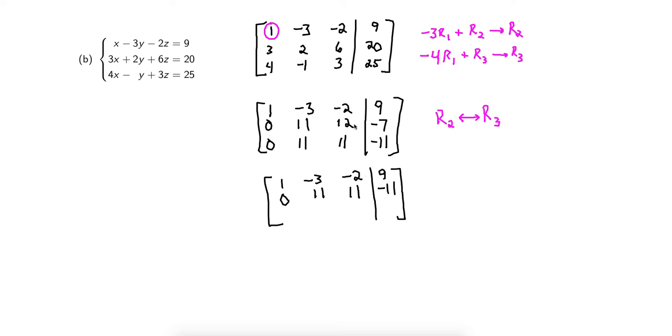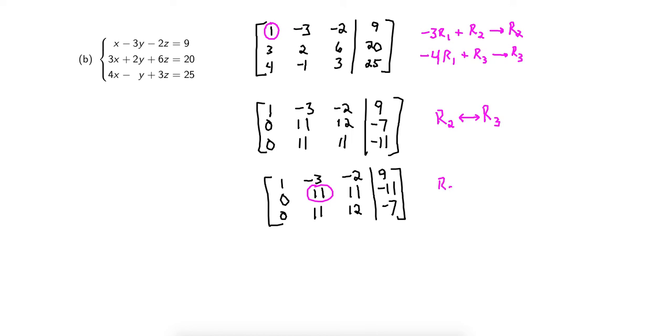And then this row is now row number 3. So 0, 11, 12, and negative 7. All right. So now, getting this value equal to 1, we're going to divide the second row by 11, but notice we're not going to have any fractions over here. So that was the whole reason behind doing that.